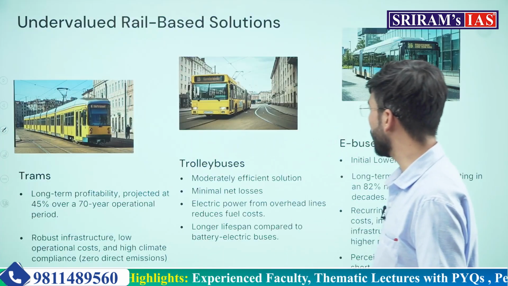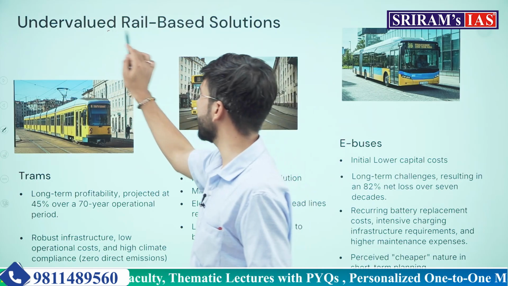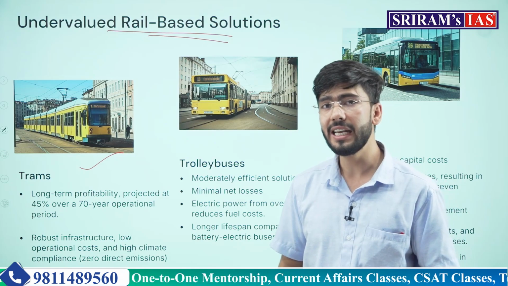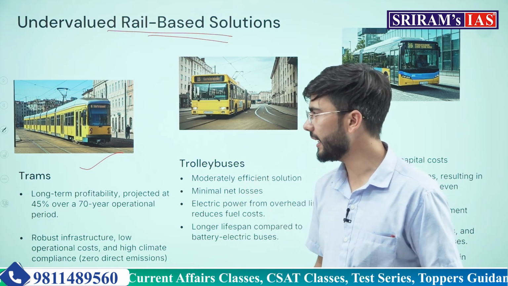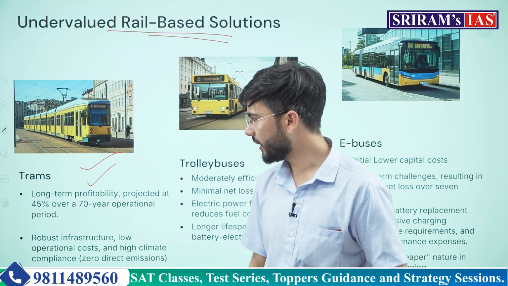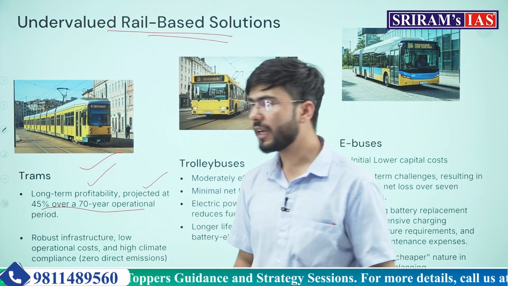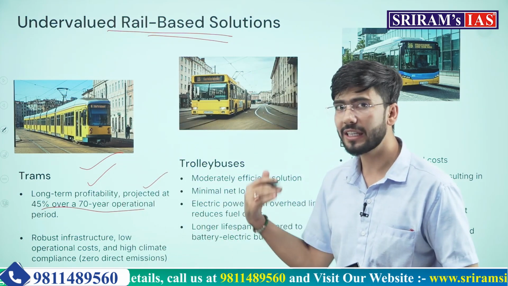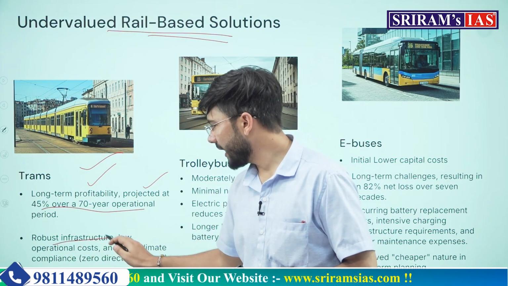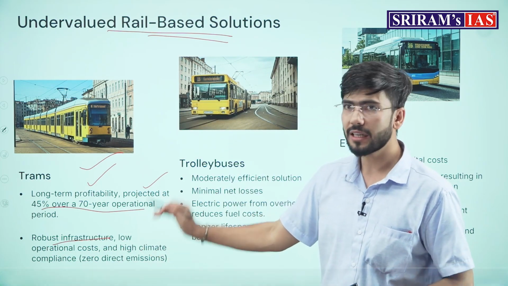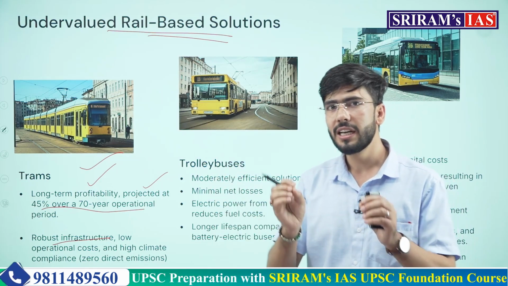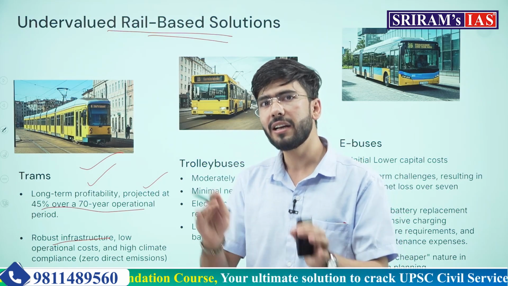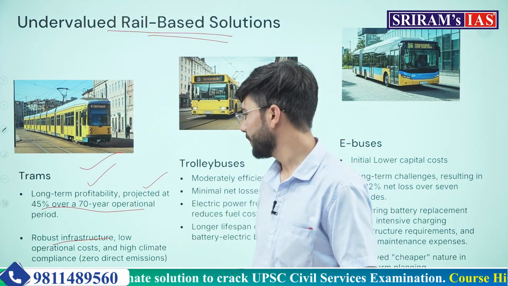Now, what we should do is focus more on rail-based solutions, like trams, which used to run in India earlier, in the 1960s to 1980s. These have long-term profitability. They are projected to create a 45% profit over a 70-year operational period. Further, there is a need for robust infrastructure, but for trams and trolley buses, we already have the infrastructure of railways, which is already there. We just need to use it efficiently.